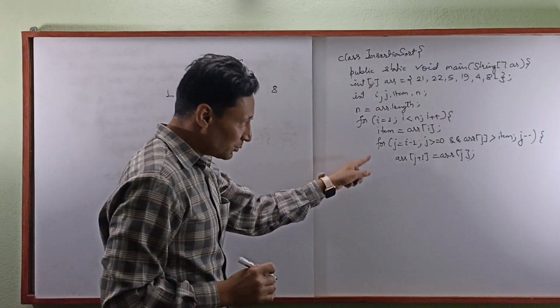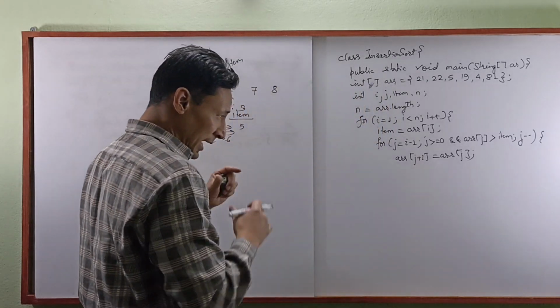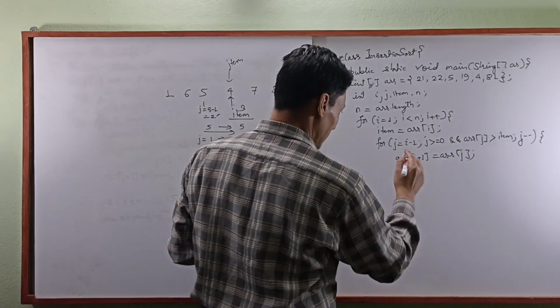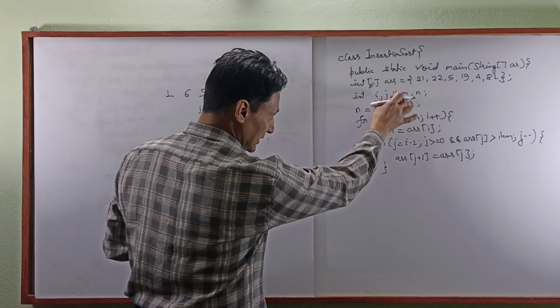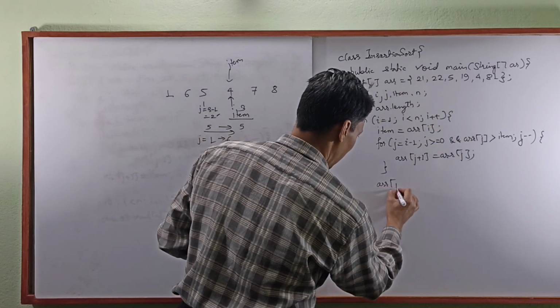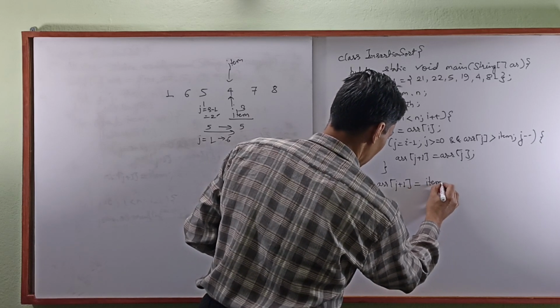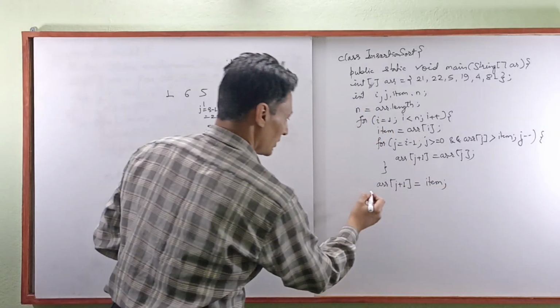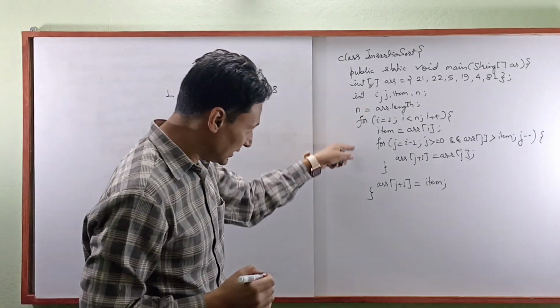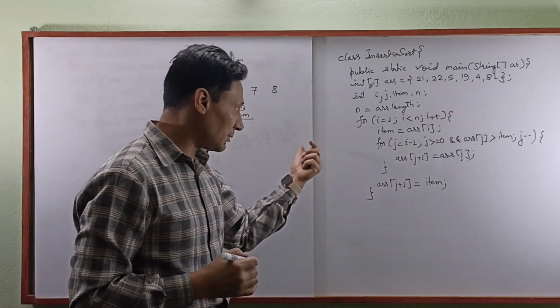In this way we can write the for loop to shift the elements, and after shifting the elements we have to insert that item into its specific position, and this is arr[j plus 1] is equal to item. So that's it. Using these two for loops, we can order the elements with the concept of insertion sort.